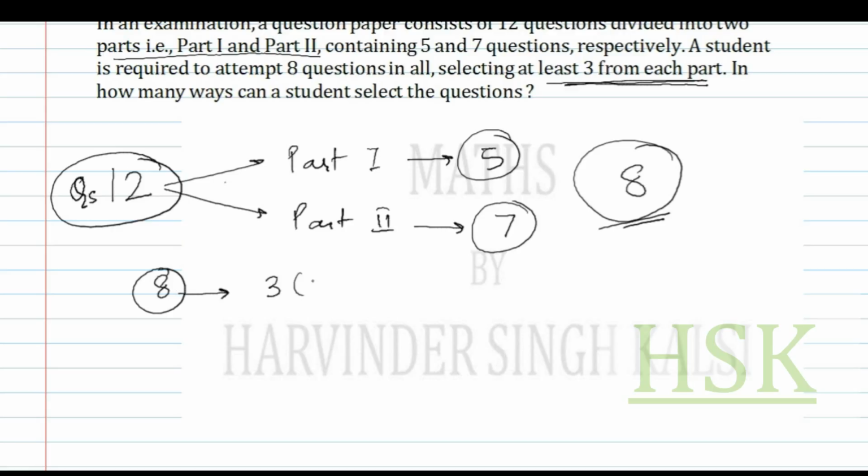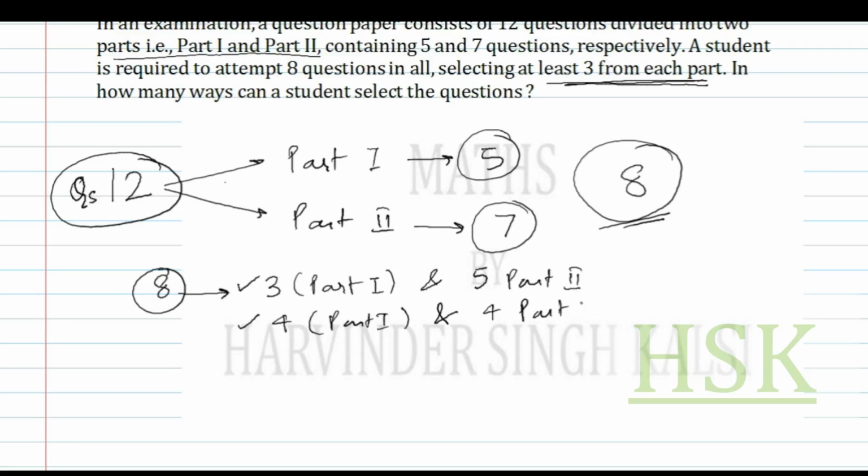3 from part 1 and 5 from part 2. This is the first way. 4 from part 1 and 4 from part 2. 5 from part 1 and 3 from part 2. So these are the number of ways he can make the selection.